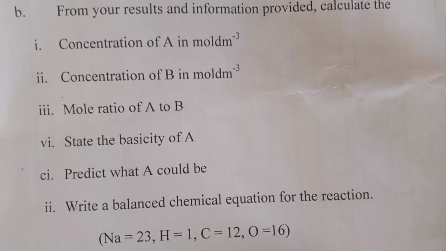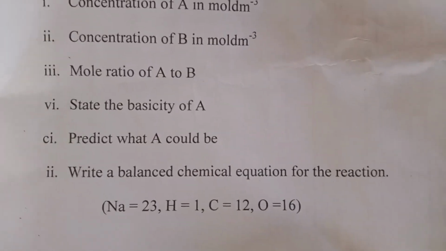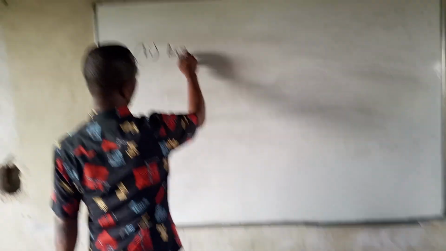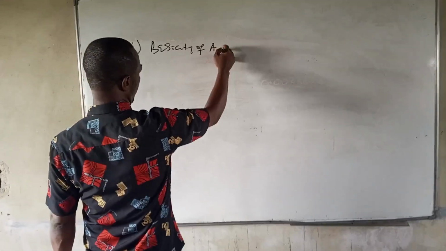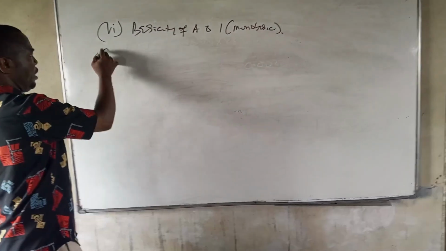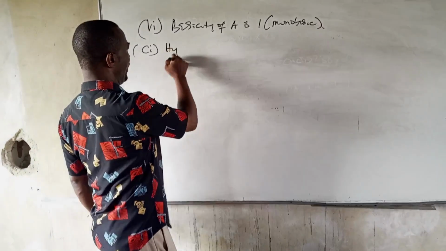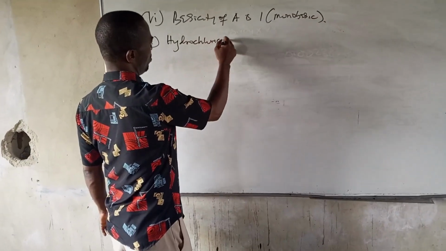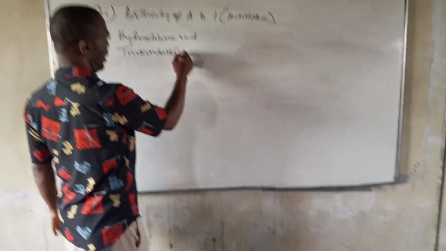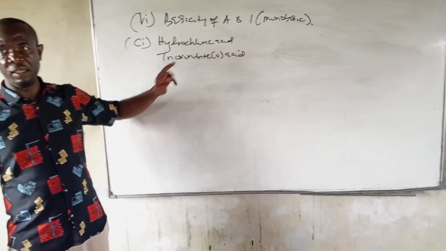Part (i) says the basicity of A, and (ii) says state what A could be. Then Cii says write the balanced equation for the reaction. The basicity of A is 1, that is, monobasic. They ask you to state what A could be. Since A is monobasic, you can say that A is hydrochloric acid, or you can say that A is trioxonitrate(V) acid. So you can mention any mineral acid. Don't go to organic acid. Any mineral acid that is monobasic.